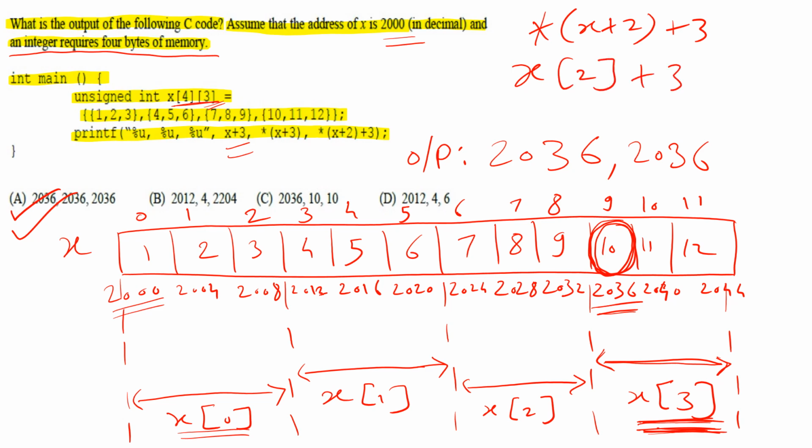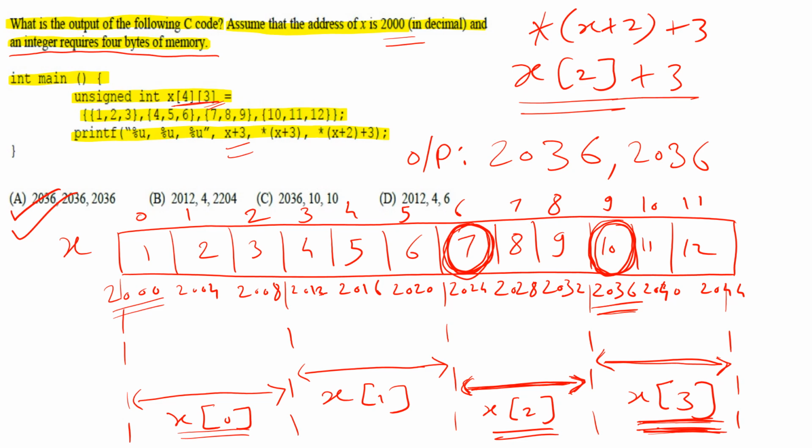Now what does x of 2 give you? X of 2 itself is an array, as you can see, and you are writing its name, x of 2. So by writing x of 2, you get the address of its 0th element. Now its 0th element is an integer, which is 7. So by writing x of 2, you get the address of 7, and 7 is an integer. An integer requires 4 bytes.